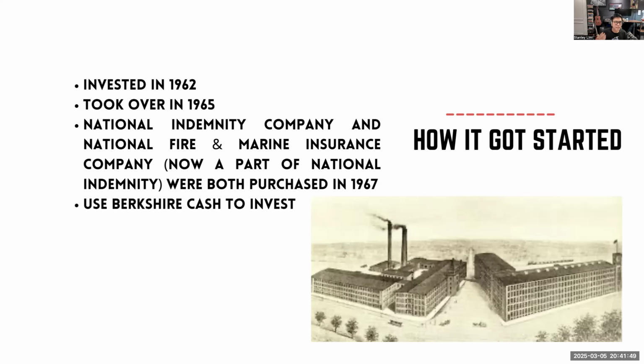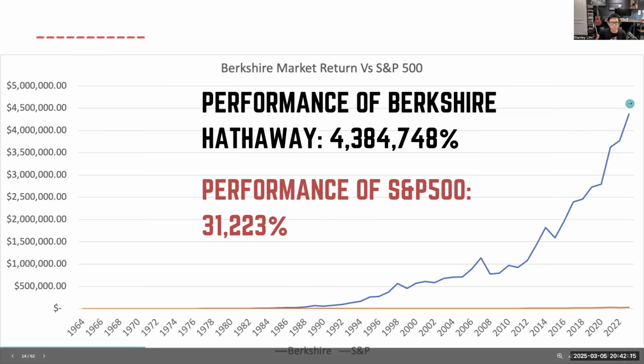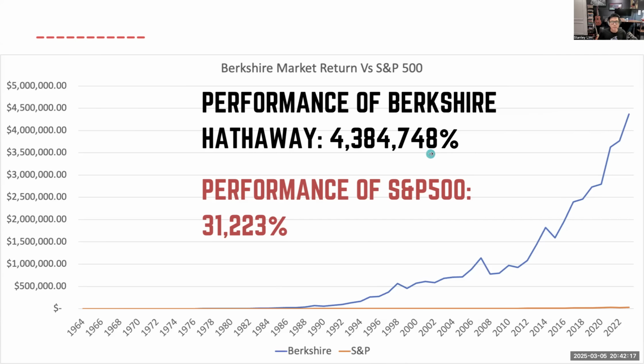Some of the first things that he started buying were insurance companies. He bought a few insurance companies, namely the National Indemnity Company and National Fire and Marine Insurance Company, within the next few years. And from there, he built that company up for the past 60 years. And that's how the share price of Berkshire Hathaway has performed till last year, I think. About 4.4 million % of return compared to 31,000% of return on the S&P 500.